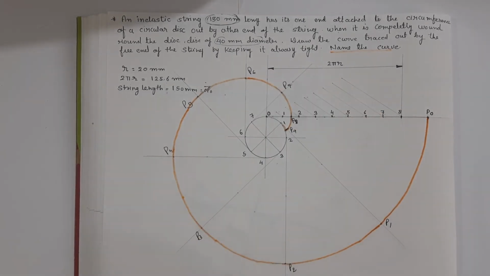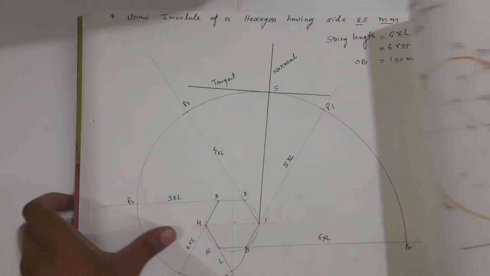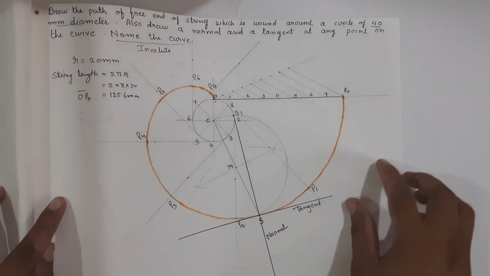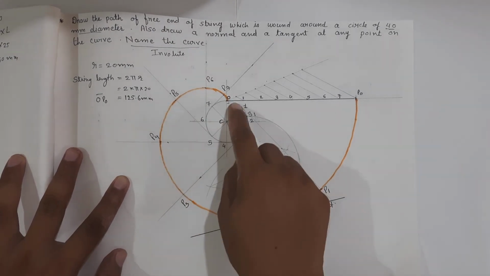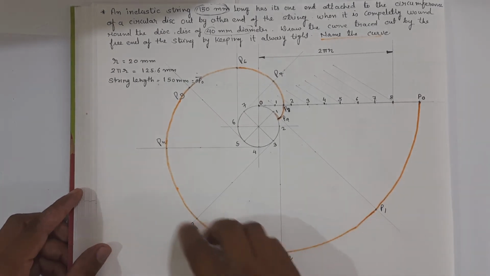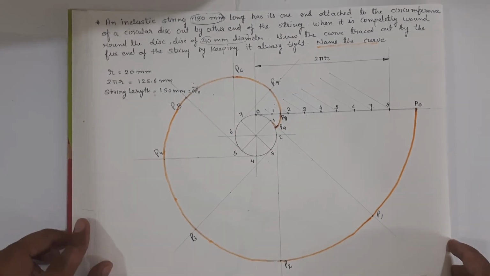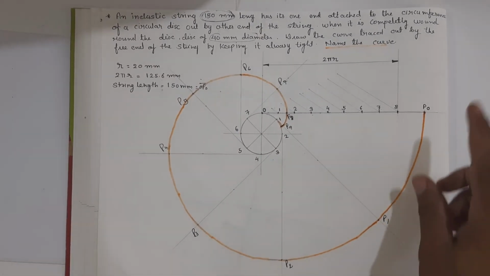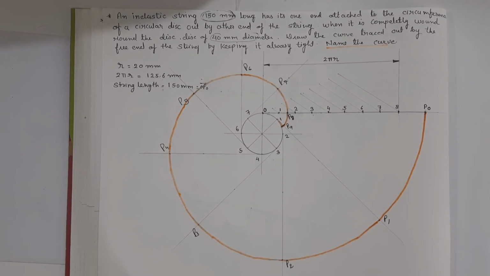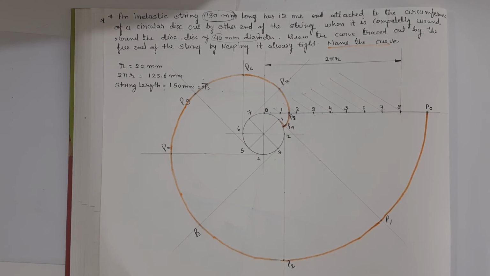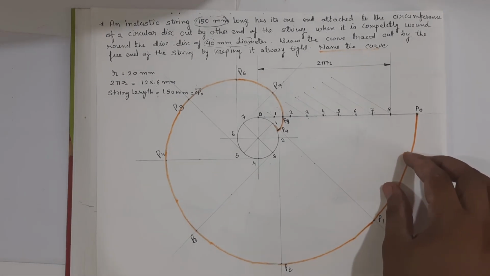Now what is the difference when we have taken the string length equal to 2 pi r? In that question the involute has completed at the 0 point, but in this question we have to wound the string again up to this point. Hope you have understood all the given data and the idea related to the involute, in which we have to take the string length more than 2 pi r. Thank you.